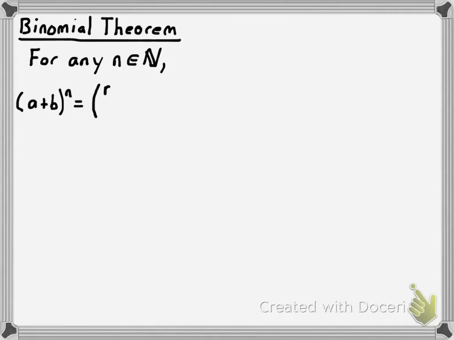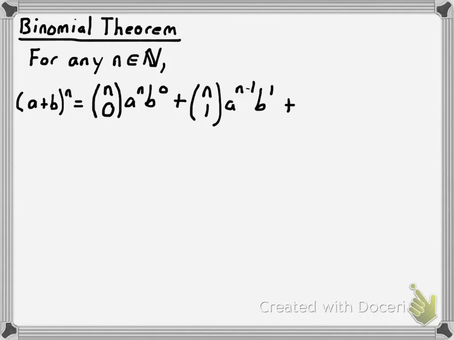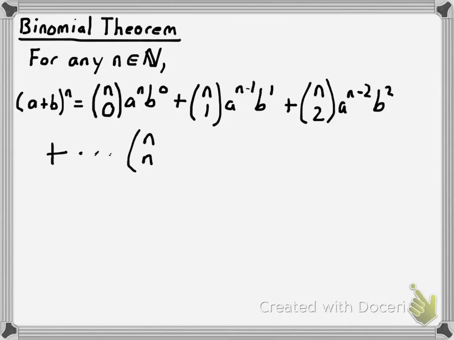You'll recognize the notation here for combinations. You can do a combination of n items taken 0 at a time, or n choose 0, times a to the nth power, b to the 0 power, plus n choose 1, a to the n minus first power, b to the first power, and hopefully you'll see a pattern here with what I'm writing, plus n choose 2 times a to the n minus second power, b to the second power, and so forth, all the way until you get to n choose n times a to the 0 power, b to the nth power.